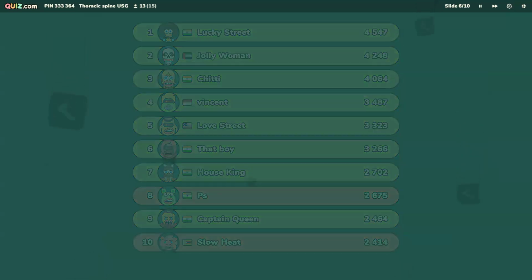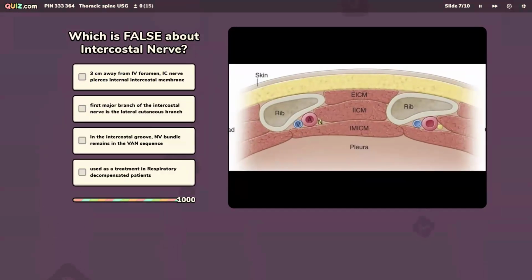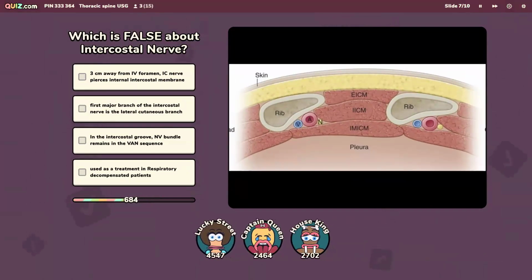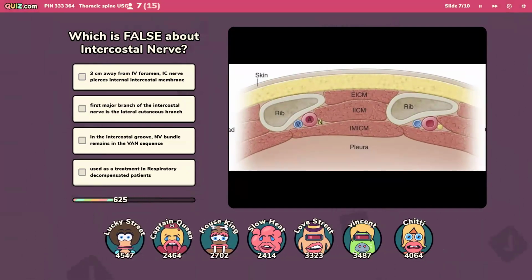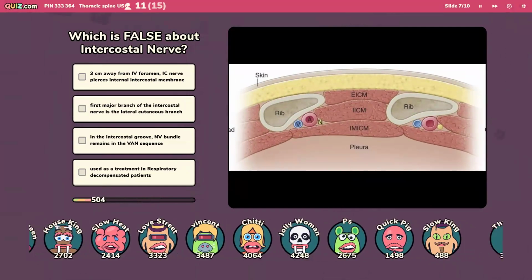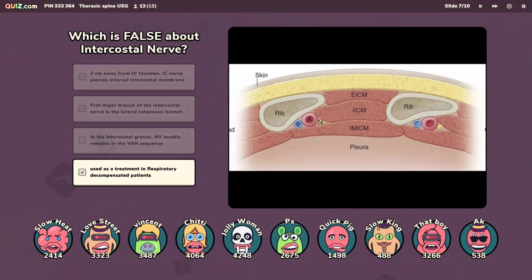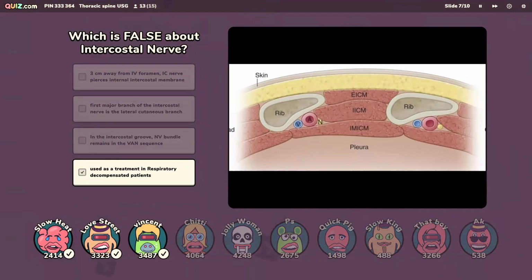Which is false about intercostal nerve? Used as a treatment in respiratory decompensated patients.